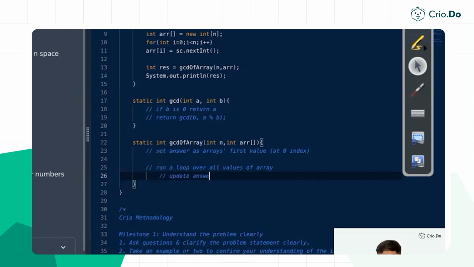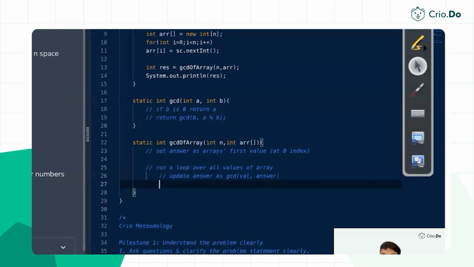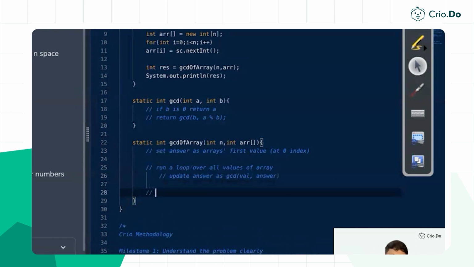Update the answer as the GCD of the new value, let's say val, with the current answer, and update the answer with the same GCD value. Finally, whatever the answer will be, that is what we need to return. That is the overall GCD of all the array elements.